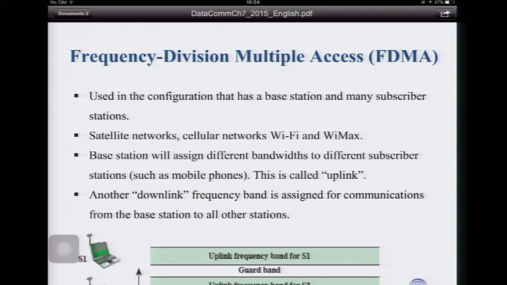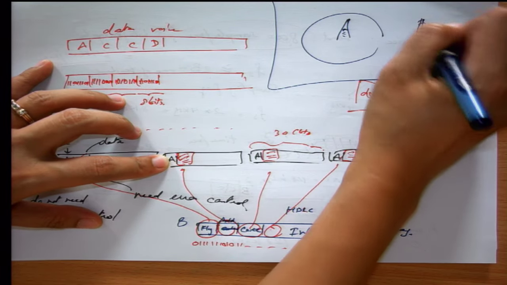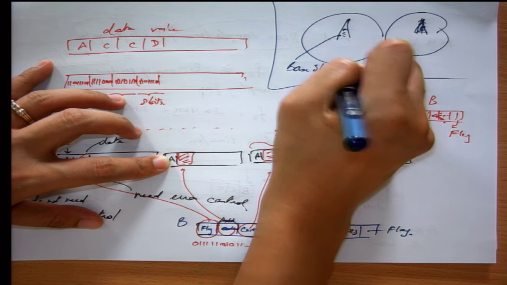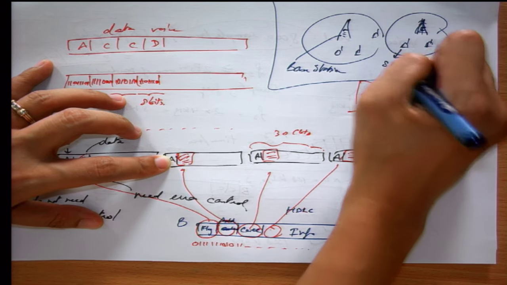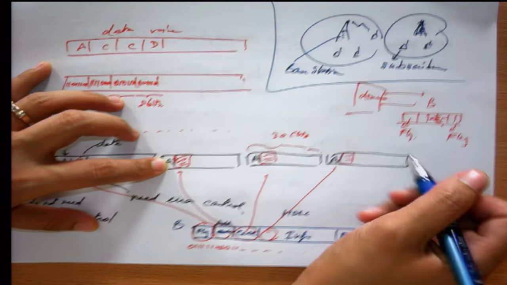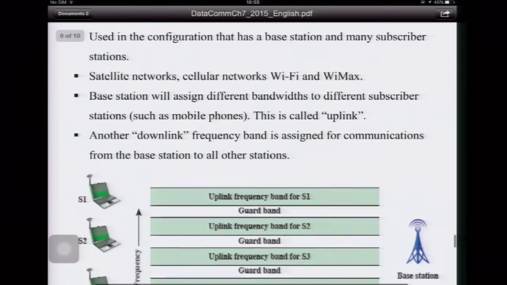So you have a base station, for example on top of a building, a big base station. This is the base station, and the phones in the area are the subscribers. They have to talk to each other, so the base station assigns different bandwidths.